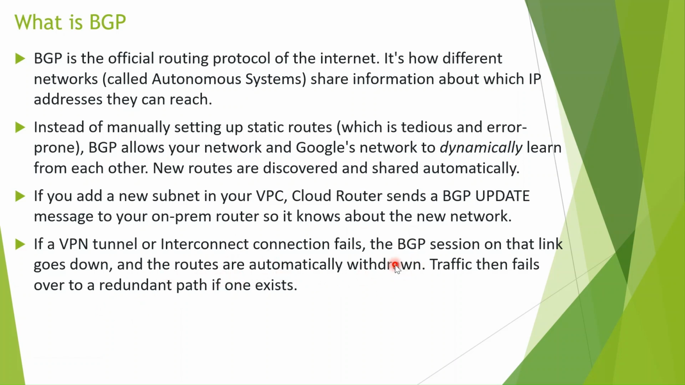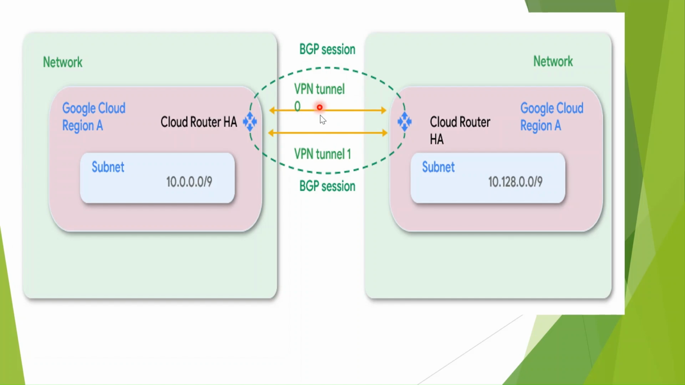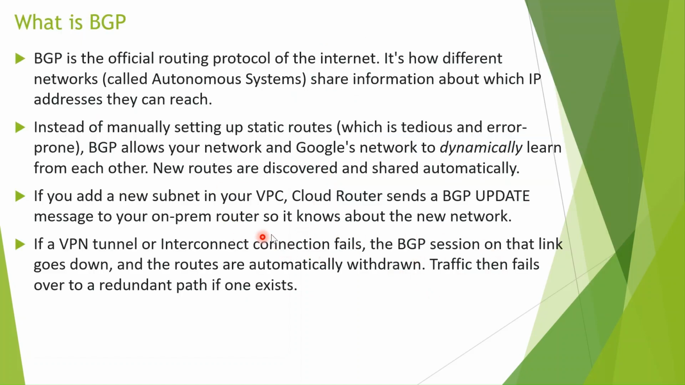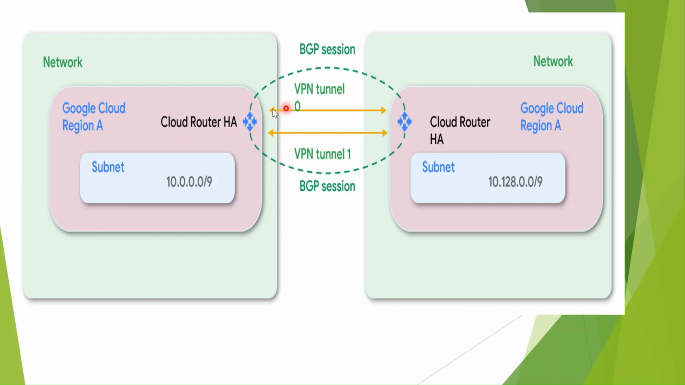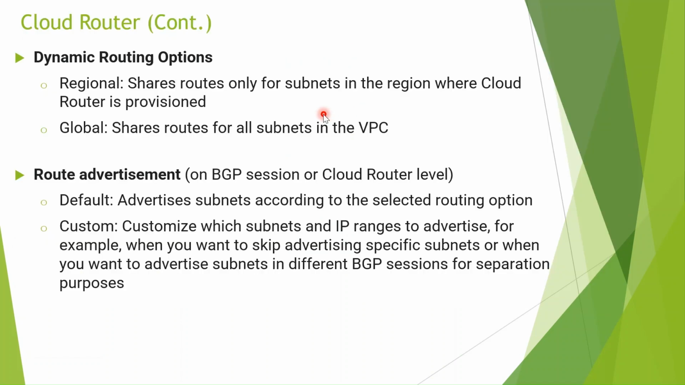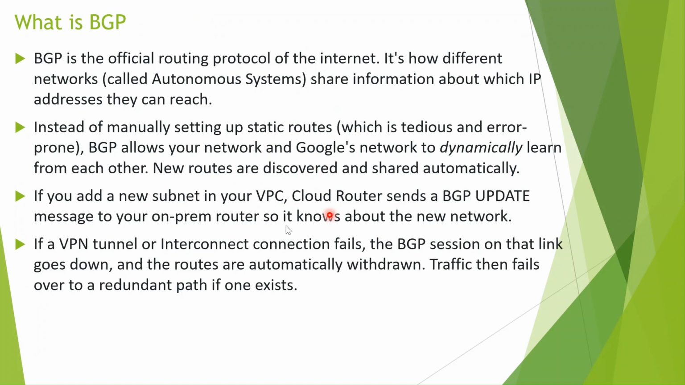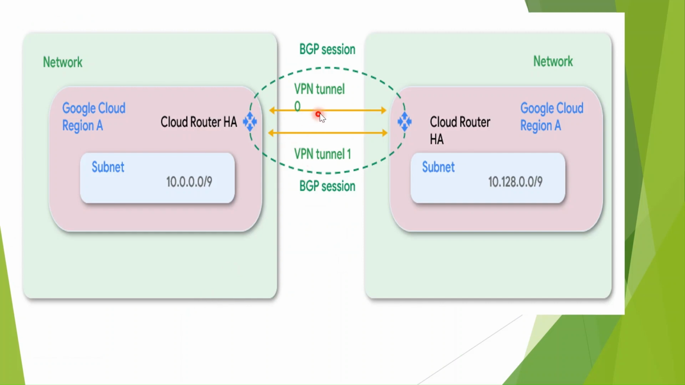So suppose these tunnels go down, or your interconnect fails. The BGP session on that link goes down and it will withdraw all the routes from that specific tunnel, and traffic then flows over a redundant path if you are using active-passive. So all the traffic will go to a different tunnel. Like this you can do all the configuration.